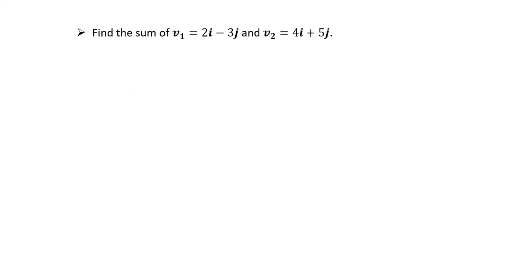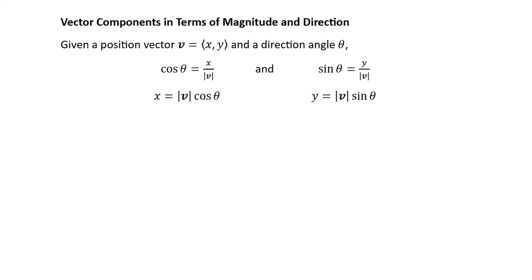Find the sum of v1 equals 2i minus 3j and v2 equals 4i plus 5j. So vector v1 plus vector v2 is equal to 6i plus 2j, with i and j being unit vectors.